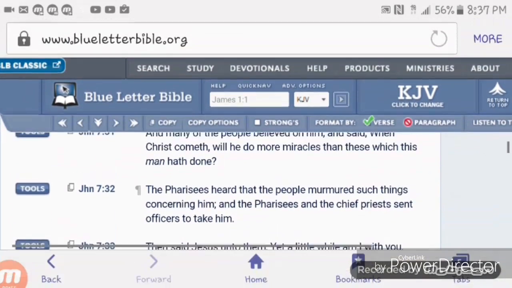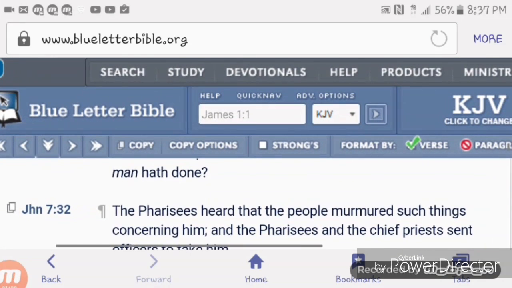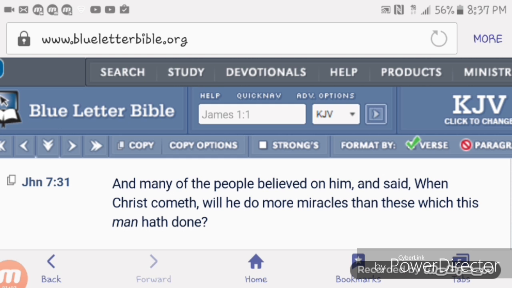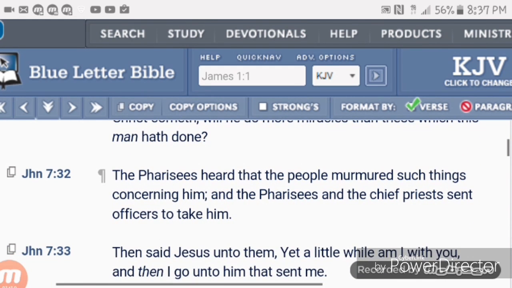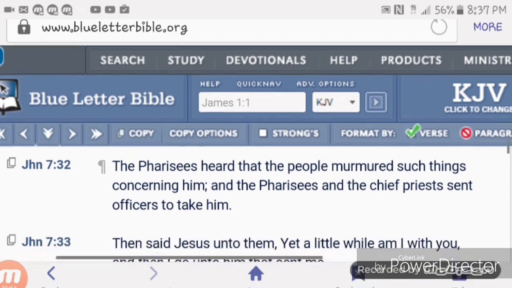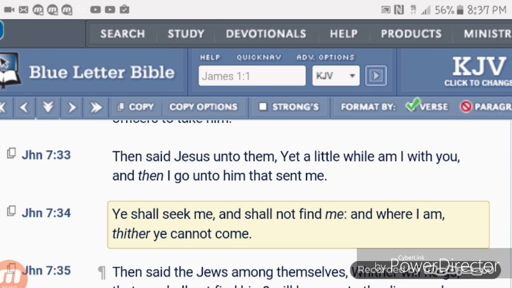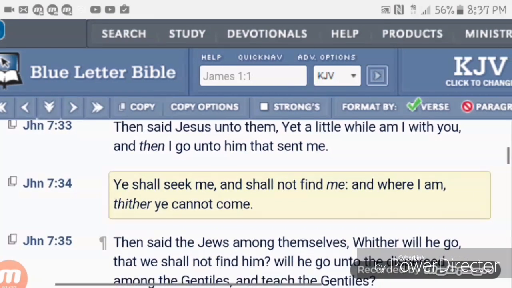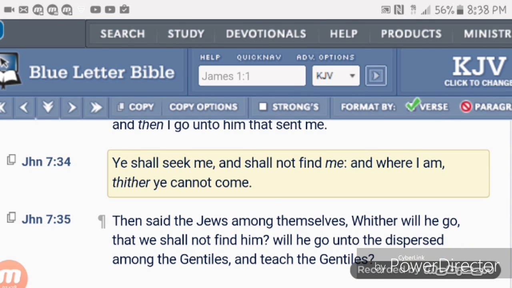This is John 7, verse 31. "And many of the people believed on him and said, When Christ cometh, will he do more miracles than these which this man hath done?" The Pharisees heard that the people murmured such things concerning him. Verse 32, "And the chief priests sent officers to take him." Verse 33, "Then said Jesus unto them," which is Yahweh Shai, "Yet a little while am I with you, and then I go unto him that sent me. Ye shall seek me and shall not find me."